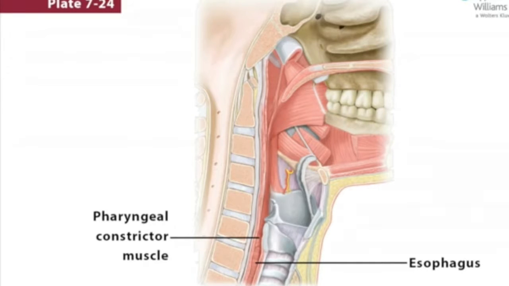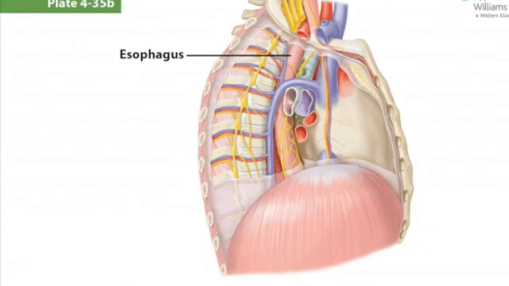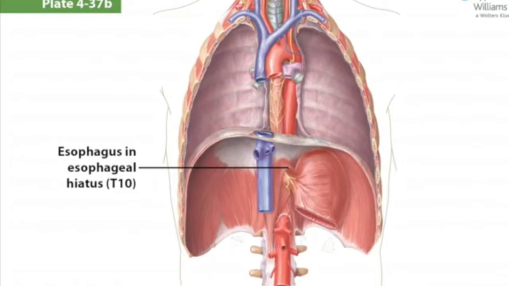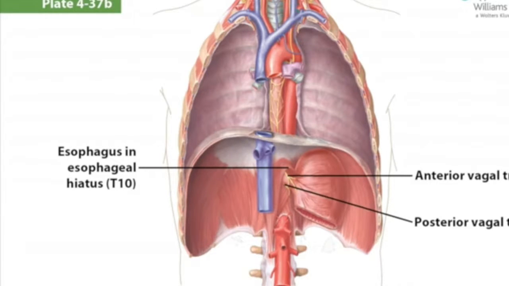The esophagus passes into the thorax through the superior thoracic aperture, anterior to the body of the first thoracic vertebra, and runs through the superior and posterior mediastinum, where the vagus nerves form the esophageal plexus around it. The esophagus finally enters the abdomen through the esophageal hiatus of the diaphragm, with the associated anterior and posterior vagal trunks, at the level of the 10th thoracic vertebra.